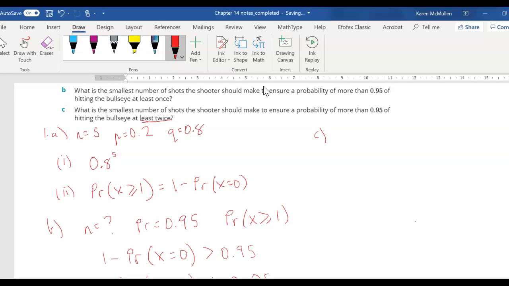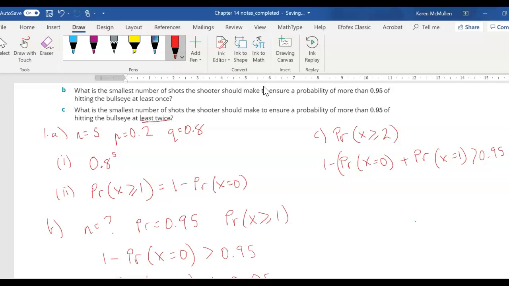So in question C, we want a similar question, but we're doing at least twice. So we want the probability that x is greater than or equal to 2. So that's the same as 1 minus, I'm going to put this in brackets, the probability that x is equal to 0 plus the probability that x is equal to 1, and that has to be greater than 0.95.